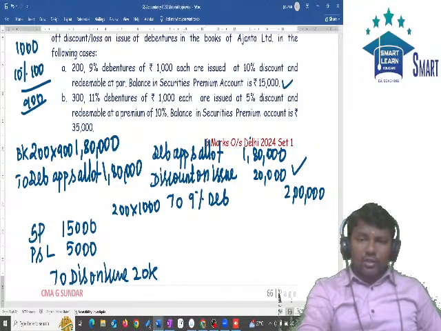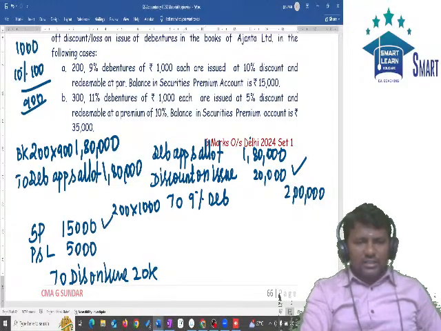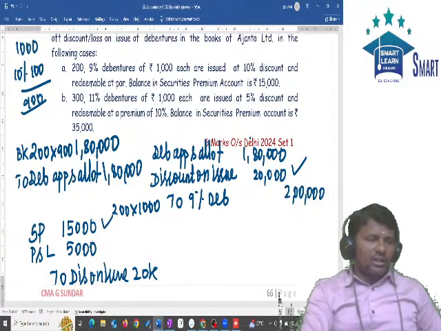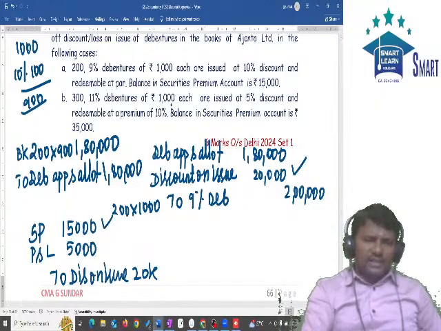In case your securities premium is there for 40,000, then the full amount of 40,000 will be adjusted. But here the securities premium is there only for 15. So to the extent of 15 it is adjusted. The balance amount we will transfer to what account? P&L account. Next question is the same, already discussed. Anyway, I will tell the answer alone.